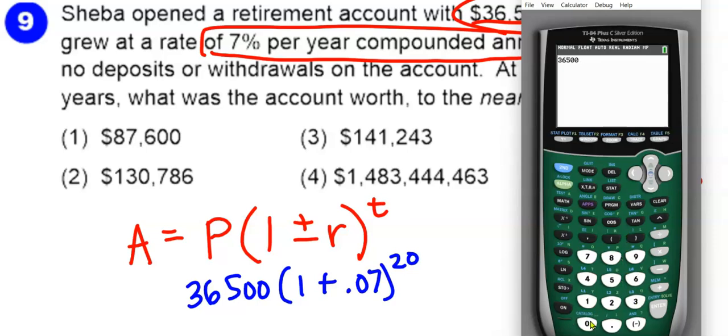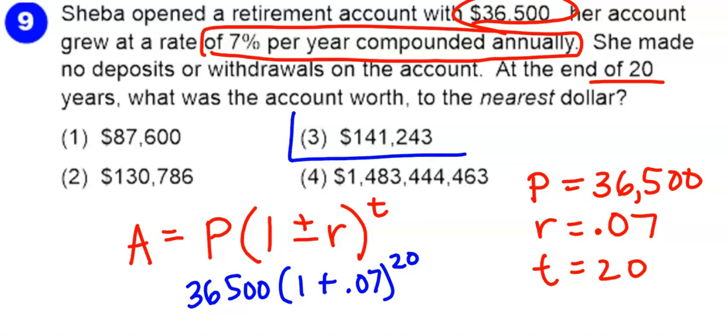36,500 times 1 plus 0.07 raised up to the power of 20. Looks like we have 141,243.